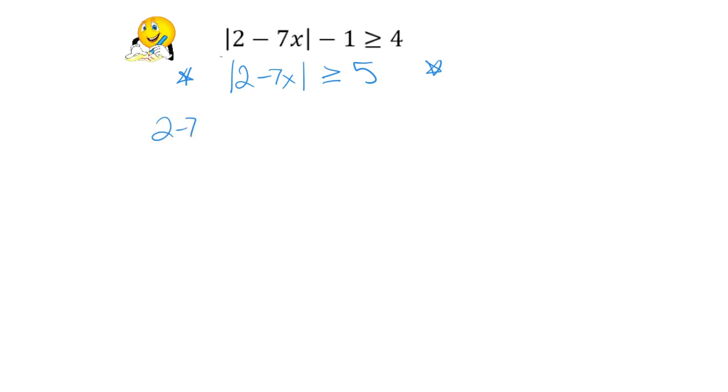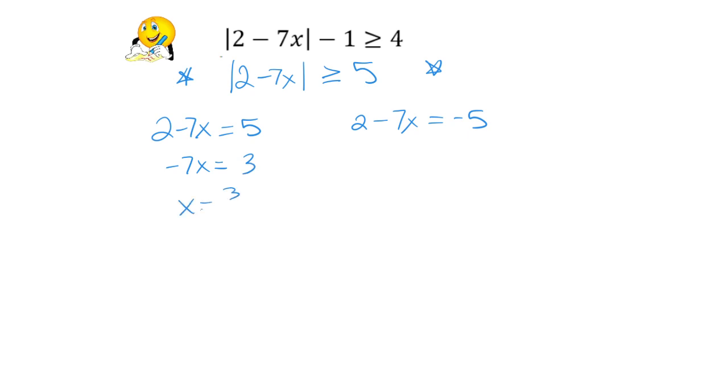Now, I'm going to set up my two scenarios. Think of it like an equation for now. Set equal to a +5 and to a -5. Subtract the 2.